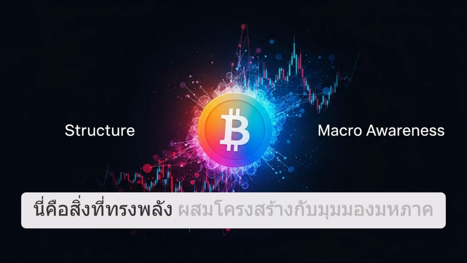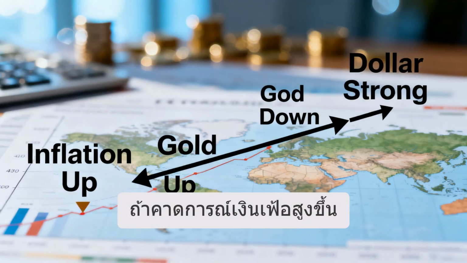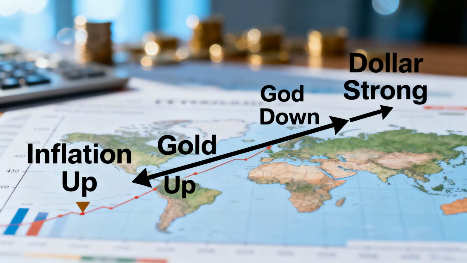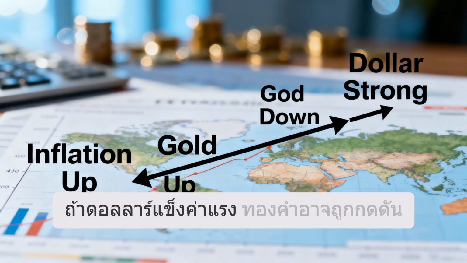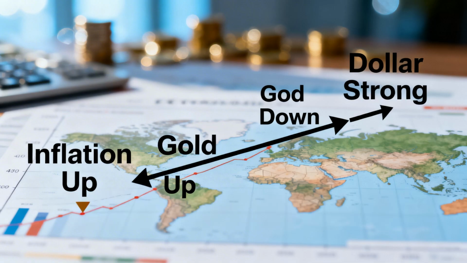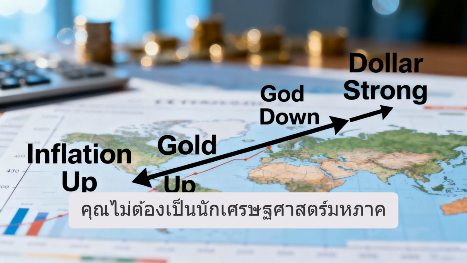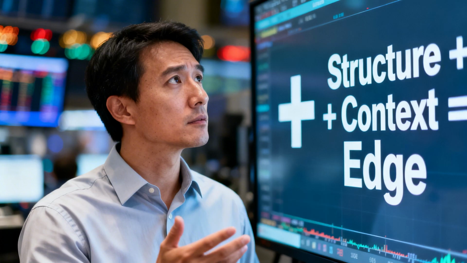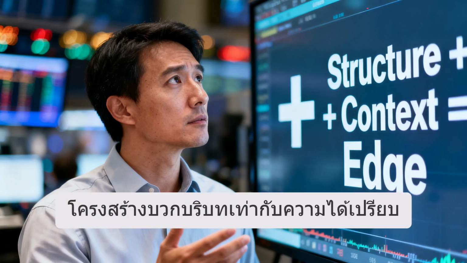Now here's something powerful. Combine structure with macro awareness. If inflation expectations rise, gold often reacts. If the dollar strengthens aggressively, gold may face pressure. You don't need to become a macroeconomist, just understand the relationship. Structure plus context equals edge.